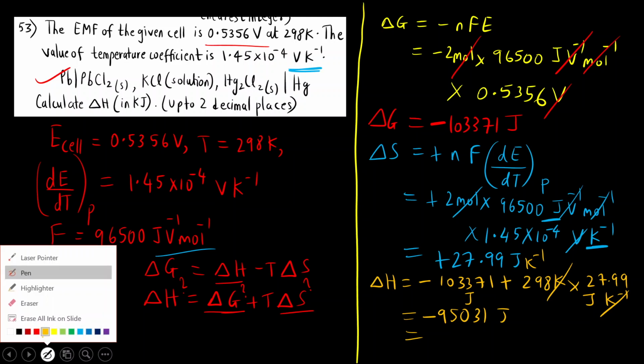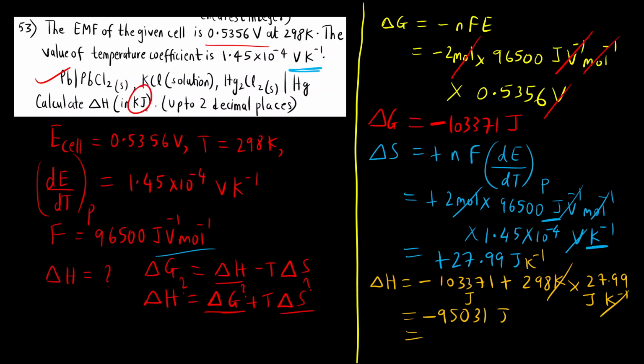You don't have to put this value in a hurry. Read the question carefully: kilojoule. So divided by 1000, the final answer will be minus 95.03 kilojoule, to 2 decimal places. So the correct answer is 95.03, and the negative sign is very, very important. If you forget the negative sign, your answer is gone.